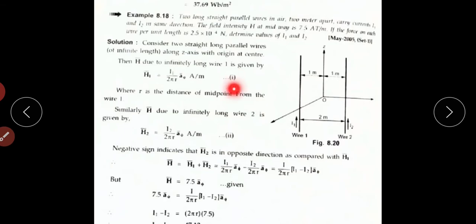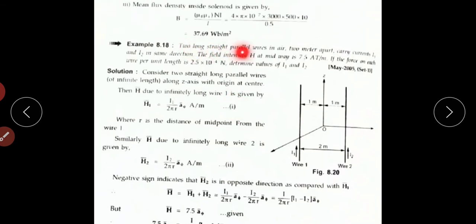Okay, next problem. Two long straight parallel wires in air, 2 meters apart, carry currents I1 and I2 in the same direction. The field intensity H at the midpoint equals 7.5 ampere turns per meter. If the force on each wire per unit length is 2.5 into 10 to the power of minus 4 newtons, determine the currents I1 and I2.